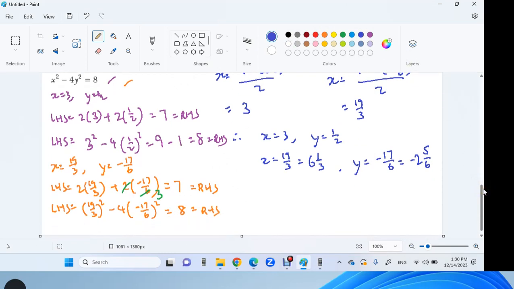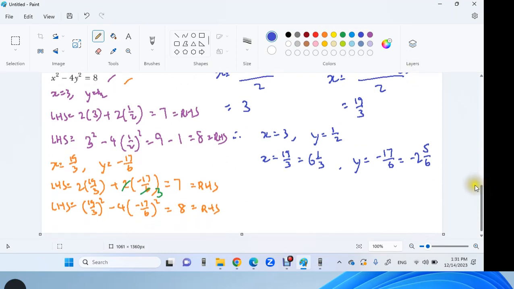So this is how we check whether the answer is correct during the exam. After you get this answer, x equal to 3 when y is half, and x equal to 6 and 1 over 3 when y equals negative 2 and 5 over 6, this is the final answer. You can stop here, it's enough already. Then you can go to the next question.